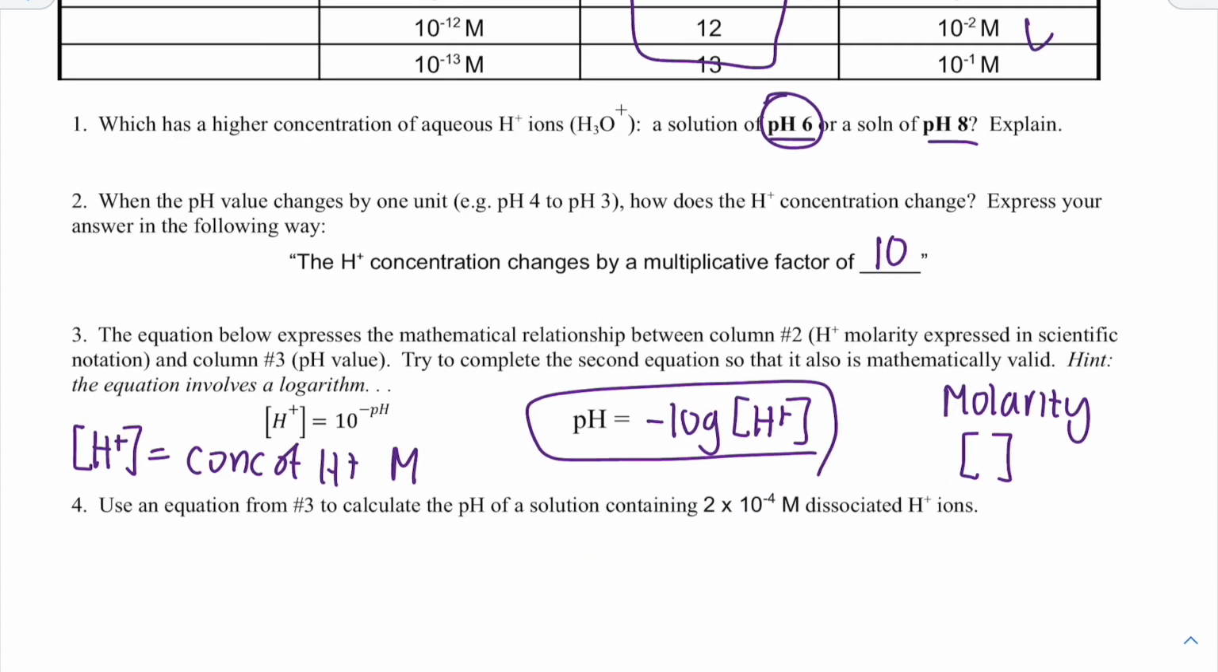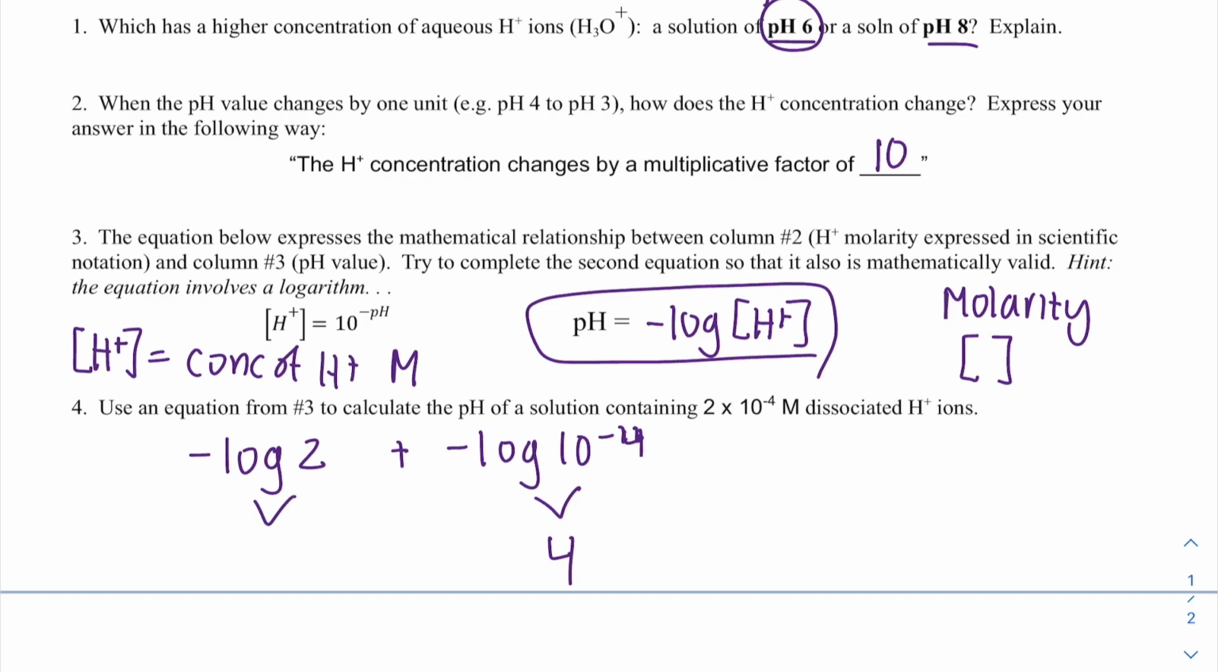And now let's use our log knowledge to figure out what the pH of a 2 times 10 to the negative 4 solution is. So remember from the last homework you did that the log of something times something equals those two things added together. So if we took the log of 2, we would add that together to the negative log of 10 to the negative 4. So you should be able to easily see that this is 4. And from the homework that you did previously, you should be able to see that the log of 2 is 0.3. Remember, this is negative. So negative 0.3. And if we add those things together, we get 3.7 is the pH.